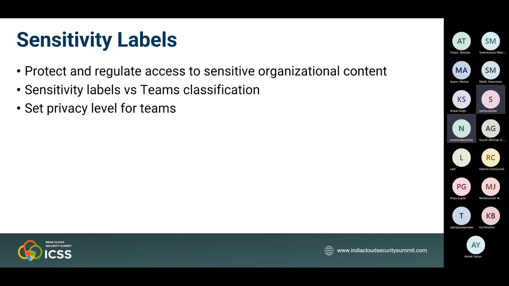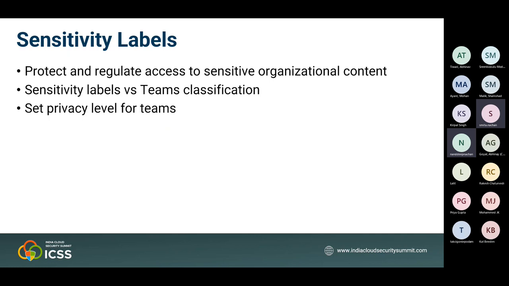So let's look at sensitivity labels versus the team's classification. Sensitivity labels are different from team's classification, also known as an Azure Active Directory group classification. The classifications are text strings that can be associated with a Microsoft 365 group but don't have any actual policies associated with them. Let's see how we can set up a privacy level for the team. You can create and configure a sensitivity label that, when applied during team creation, allows users to create teams with specific privacy, public or private settings.